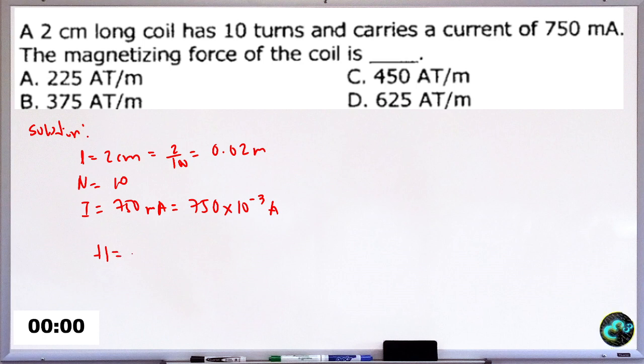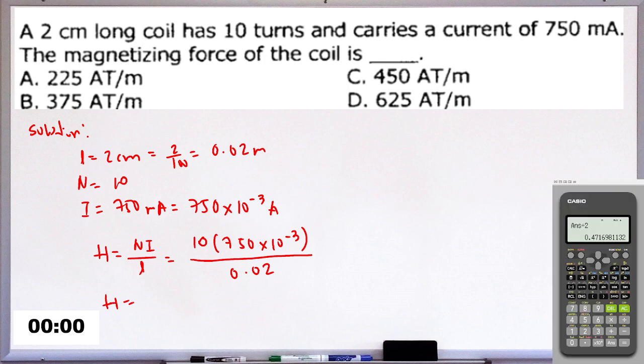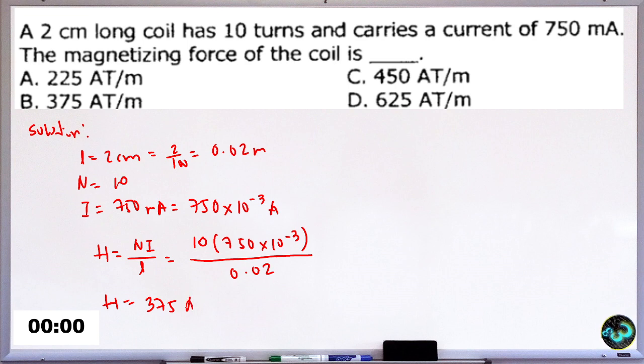Okay. So H is equal to Ni over L. So we have 10 times 750 times 10 to the power of negative 3 over 0.02. Okay, the answer is 375. So 375 ampere turn per meter. So that is letter B. Okay.